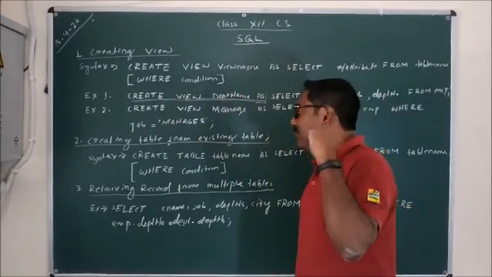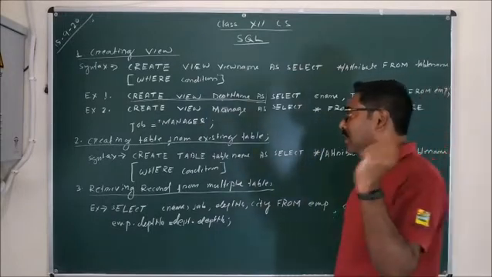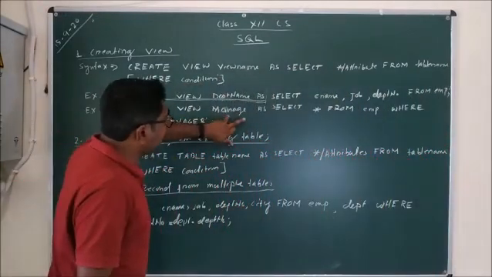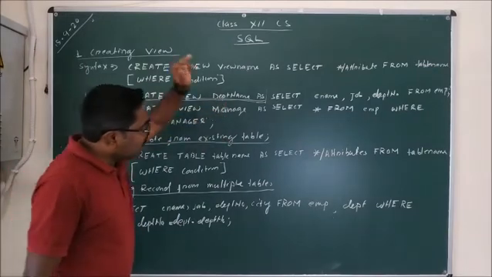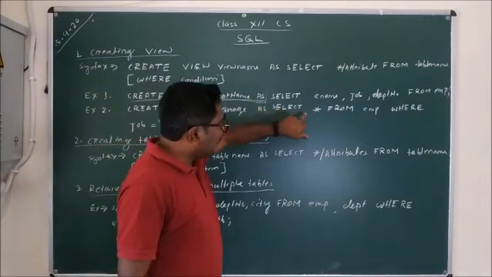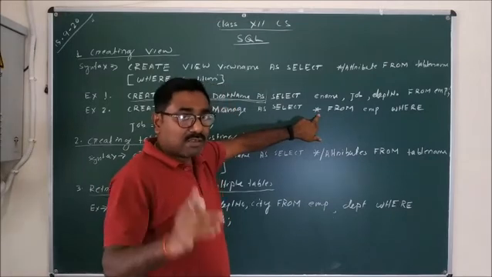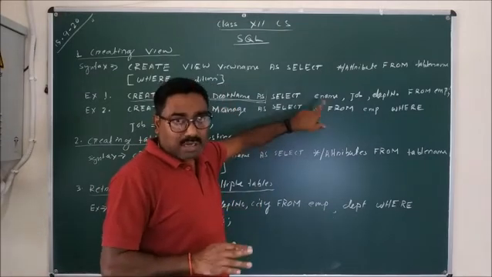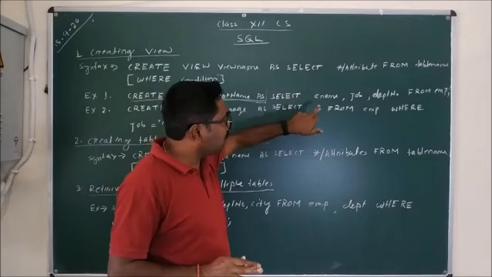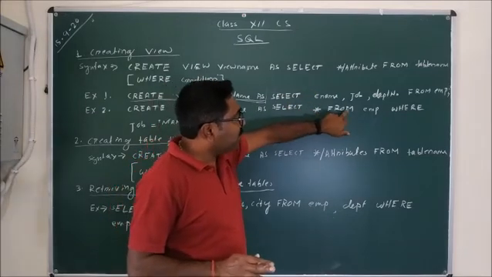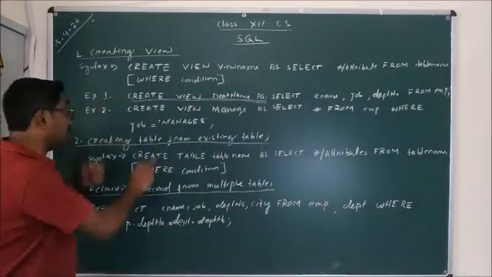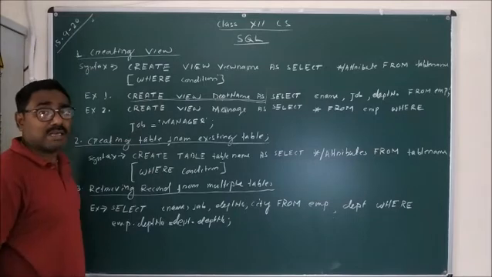Now, coming to a particular condition, the second example is create view manage, where the view name is manage. Now select asterisk. Asterisk means you are including all the attributes. We are writing asterisk, that means all the attributes are included in the view from EMP where the condition is where job is equal to manager.